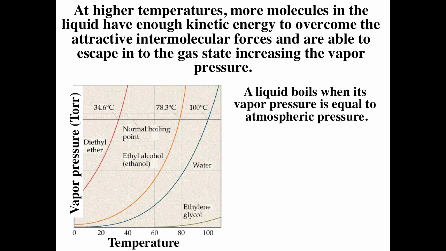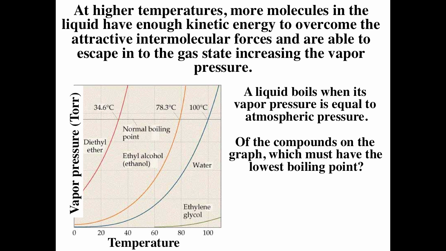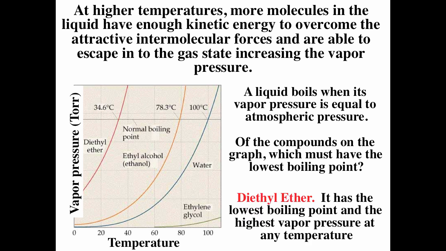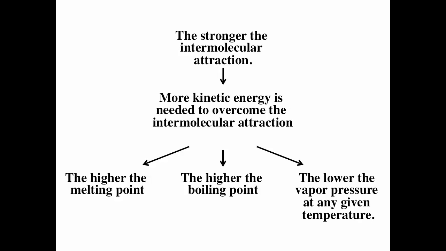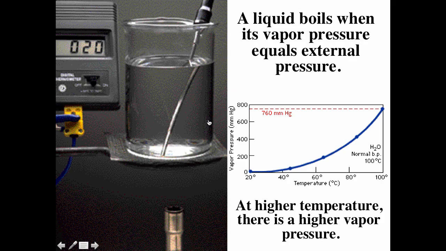Again, a liquid boils when its vapor pressure is equal to the external pressure. Of the compounds on the graph, which must have the lowest boiling point? That would have to be the diethyl ether. The stronger the intermolecular attraction, the more kinetic energy is needed to overcome it. Typically, the higher the melting point, the higher the boiling point, and the lower the vapor pressure at any given temperature.